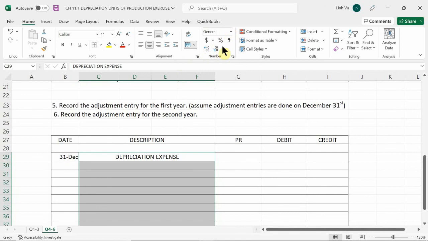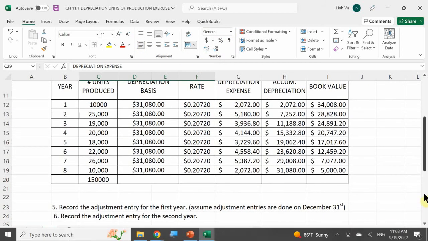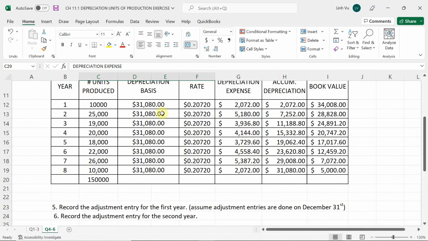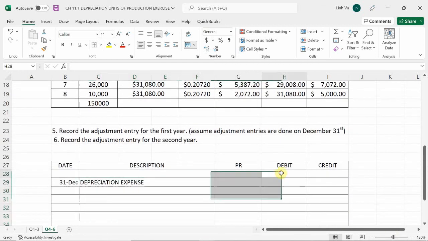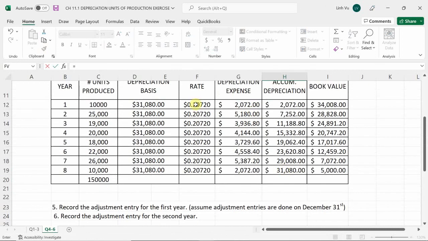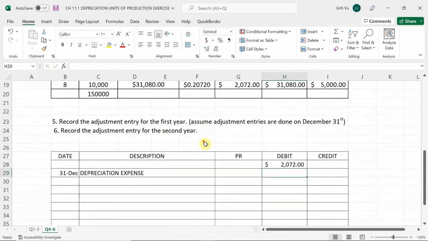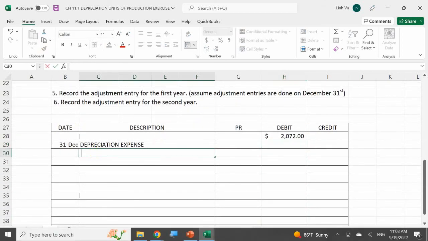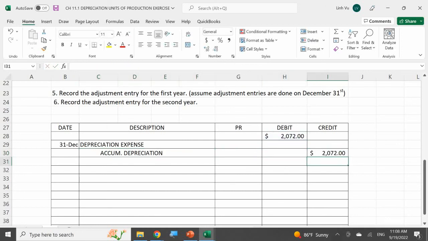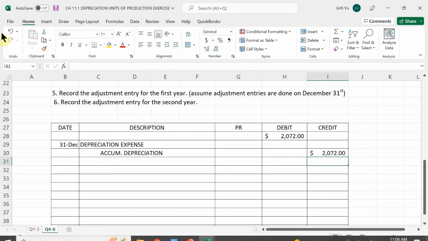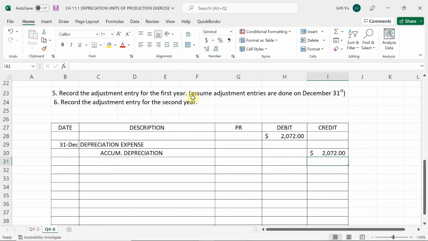Okay, what was the first year? Give me 1 second. Let me reformat this real quick. So the first year, how much did you depreciate it for? 2072. And the accumulated depreciation was also 2072. Excellent. Accumulated depreciation was also 2072. Okay. What about doing the adjustment entry for the second year?